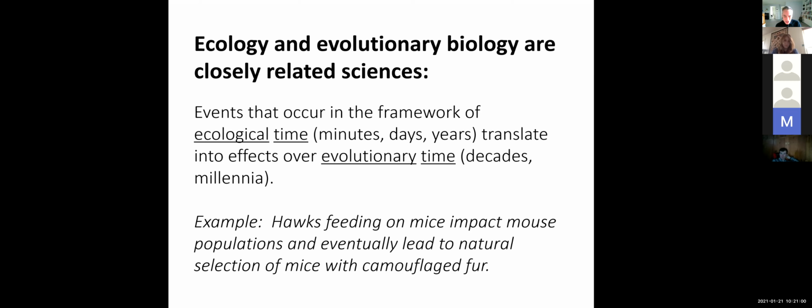So one example is hawks feeding on mice can impact mouse populations and eventually lead to natural selection of mice that have camouflaged fur, right? If you think about basic evolutionary principles, the idea is about natural selection. So the mice the hawks are mostly feeding on are the easiest to find, right? Those are the ones that get eaten first. The ones that blend in with their environment more tend to survive longer and reproduce. And over time, that leads to a population of mice where they all tend to have this camouflage fur that blends in with their environment, right? So the behavior of the animals and the small day-to-day changes within that environment can lead to long-term evolutionary changes.